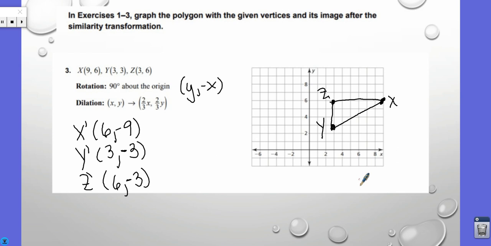1, 2, 3. Okay, this needs to be extended. 1, 2, 3, 4, 5, 6, 7, 8, 9. So 6 and negative 9 would be X prime. And then we get 3 and negative 3. So 1, 2, 3, Y prime. And then we get 6 and negative 3. 1, 2, 3. This would be Z prime.